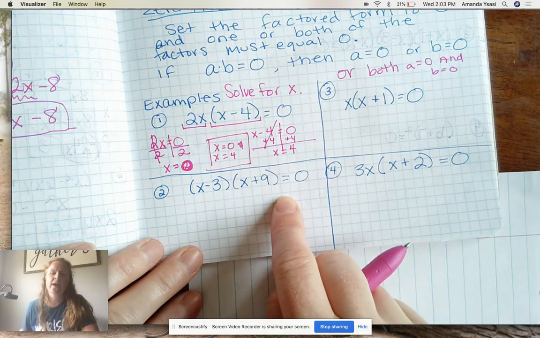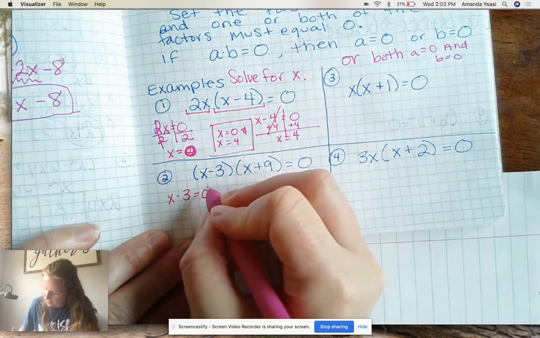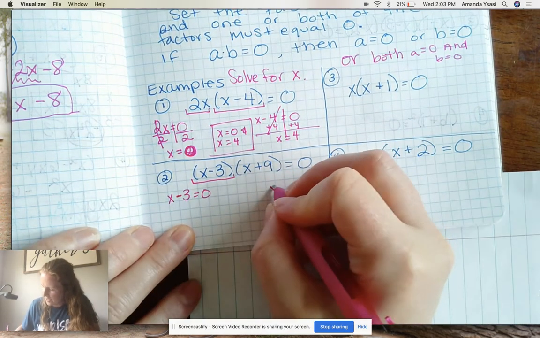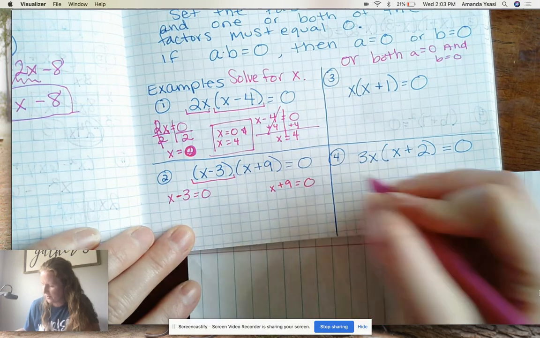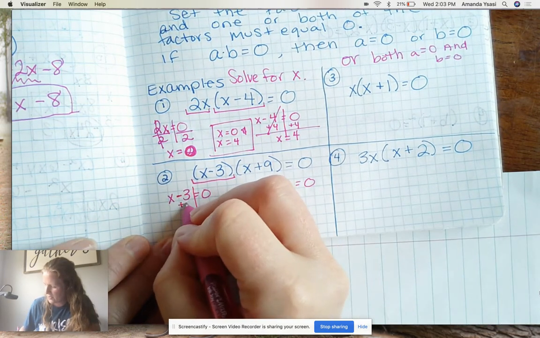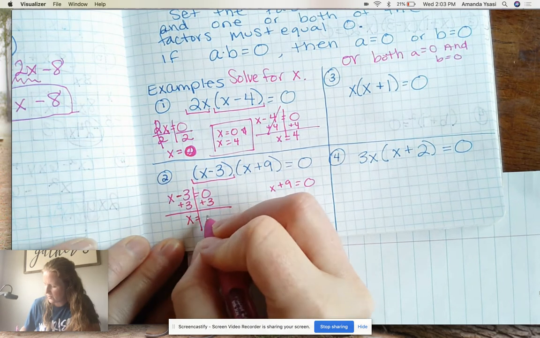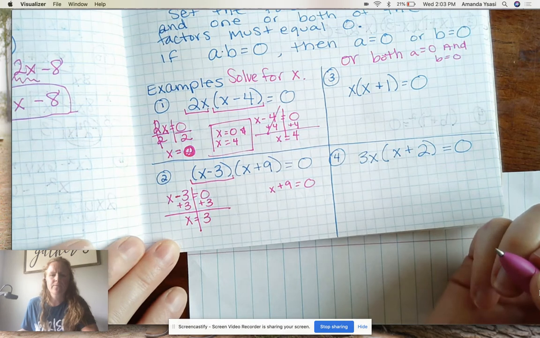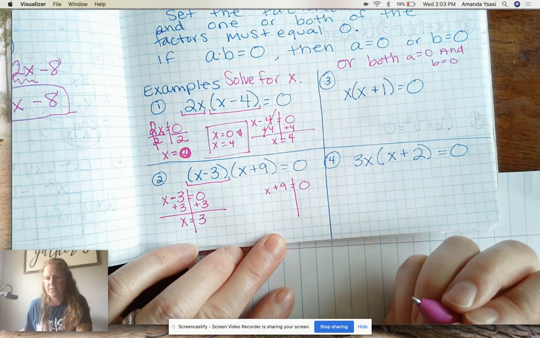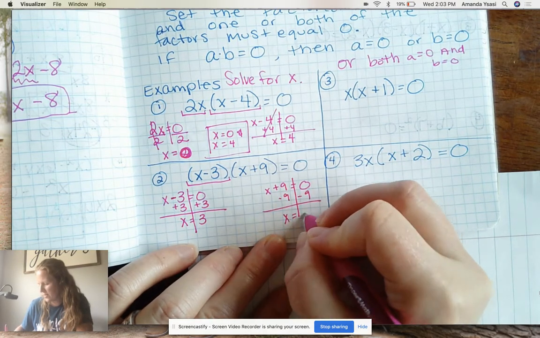This has already been factored, so we're just going to set them both equal to 0. So x minus 3 equals 0. That's the first factor, and then x plus 9 equals 0. So this would be, draw a line, plus 3, so x equals 3. And then the other one, x plus 9 equals 0, so we're going to subtract 9 from both sides. So x equals negative 9.